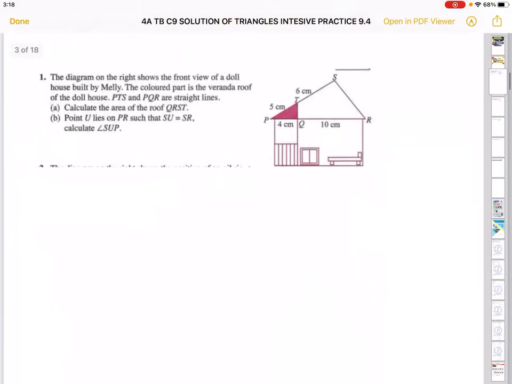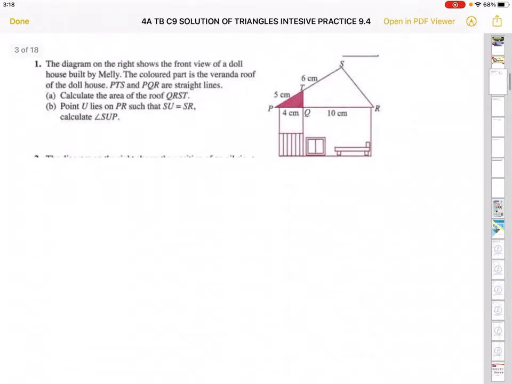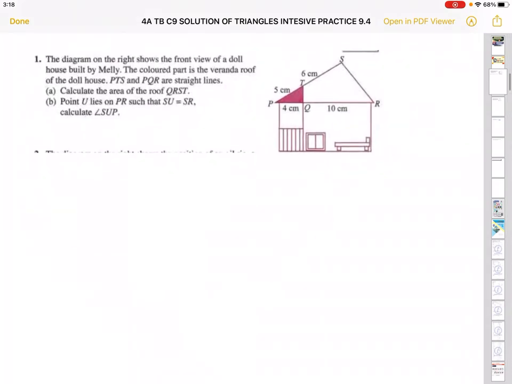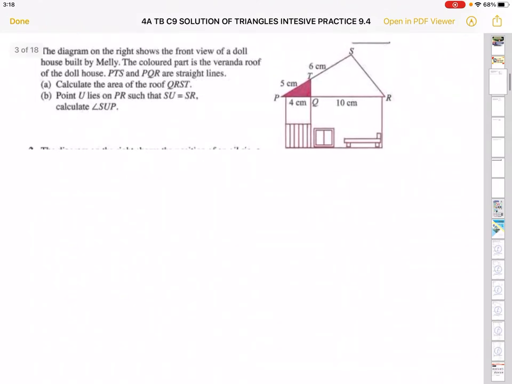Now, let's get straight to the first question. Here we have a diagram that shows the view of a dollhouse built by Melly. The colored part is the veranda, and PTS, QSQ, PQR are straight lines. You're supposed to calculate the area of the roof QRST.